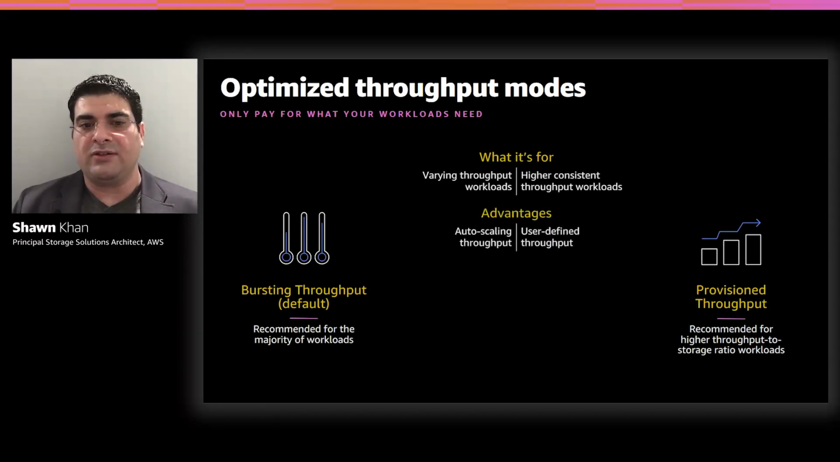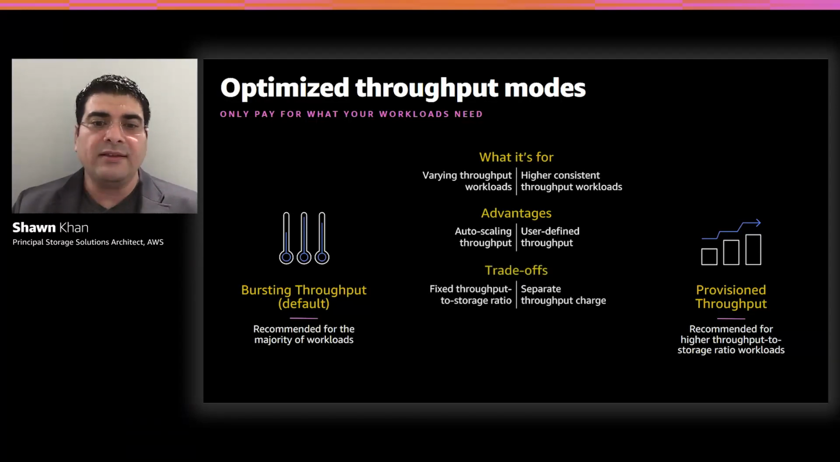And so some of the advantages: we talked about auto scaling of throughput. Burst throughput automatically scales based on the capacity. As your data grows, your burst throughput credits grow with it. And the advantage of provisioned throughput is that if the performance requirements of your workload are known, then it's better to provision the throughput so you don't have to worry about running out of your burst credits that would renew after a few hours. And some of the trade-offs: fixed throughput to storage ratio.